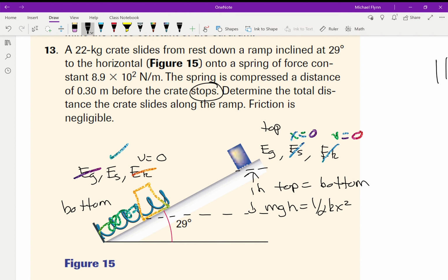The spring is compressed a distance of 0.3 meters. Okay, that's what it says. So we already know what x is, by the way. X is 0.3 meters. It says it right there. It says determine the total distance the crate slides along the thing.